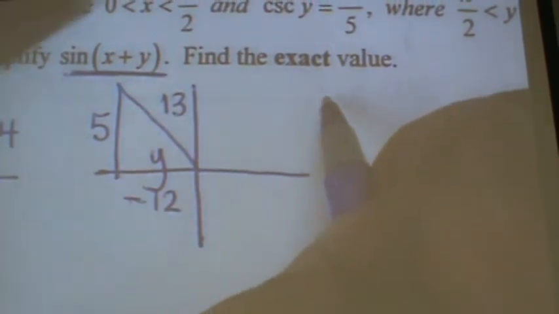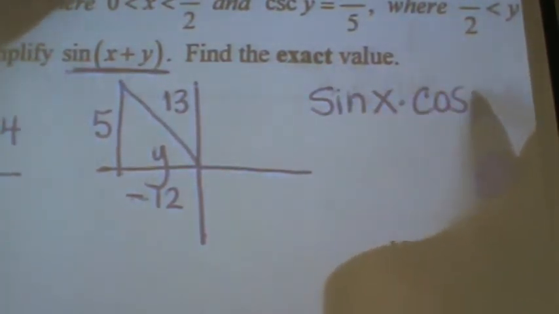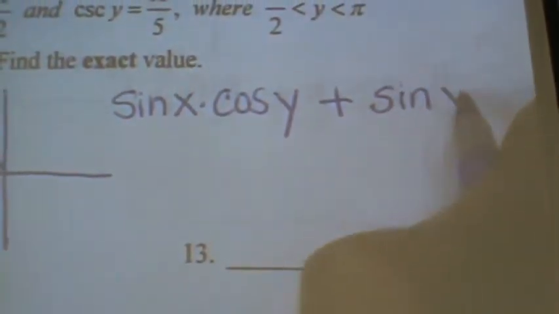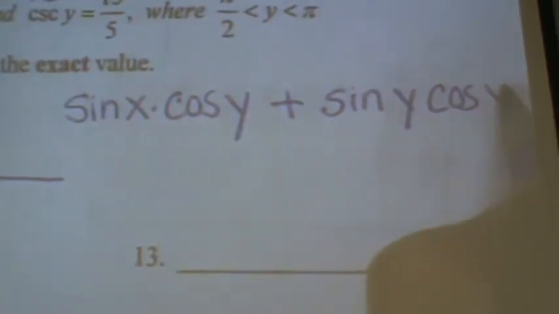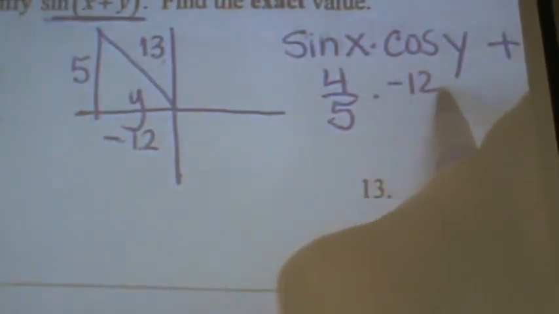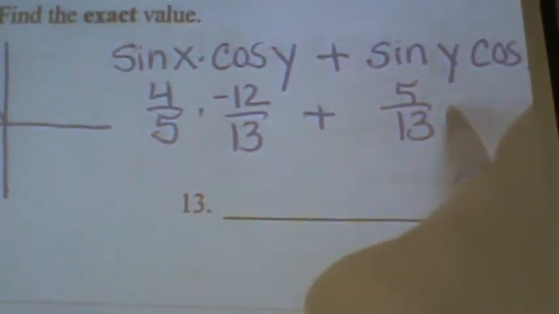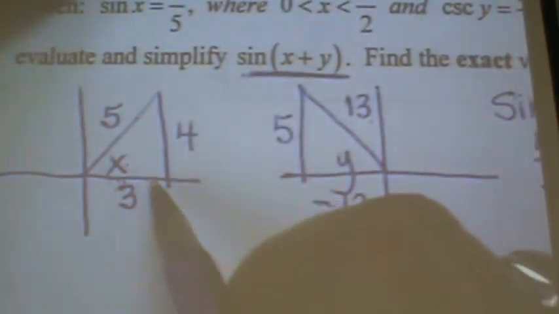So let's write the identity out. It's the sine of the first angle times the cosine of the second. Same sign. Sine of the second, cosine of the first. Well, when I say sine of x, I'm talking about this triangle, 4/5. When I say cosine of y, negative 12/13. When I say sine of y, I'm talking about 5/13. And when I'm talking about cosine of x, 3/5.